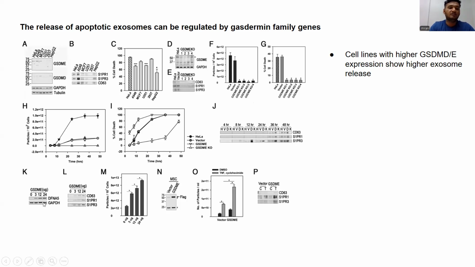Here they show that gasdermin E also works in a dose-dependent manner. The higher the gasdermin E dose, the more exosomes are released, which is confirmed by Western blot and nanoparticle tracking analysis. Similar results were found in gasdermin E overexpressing mesenchymal stem cells when cell death was induced by TNF and cycloheximide. The amount of exosome release was higher in mesenchymal stem cells overexpressing gasdermin E compared to the control cells.